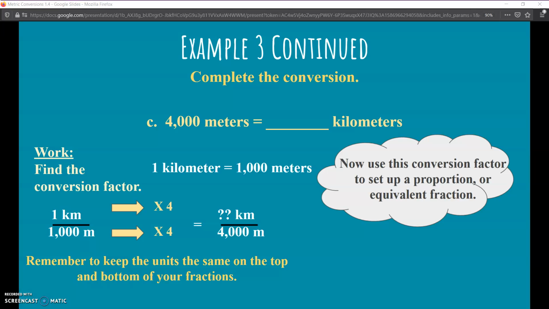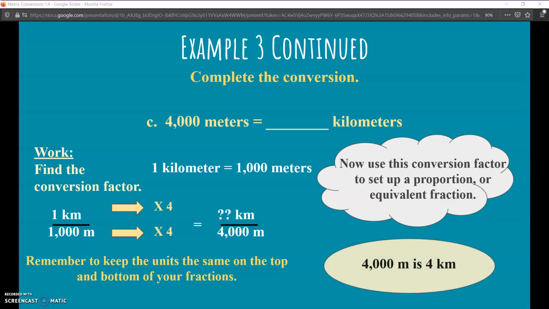How do we go from 1,000 to 4,000? Well, we multiply by 4. So we'll do the same to the top as we did on the bottom, of course, as always. Thus, there are 4,000 meters in 4 kilometers.